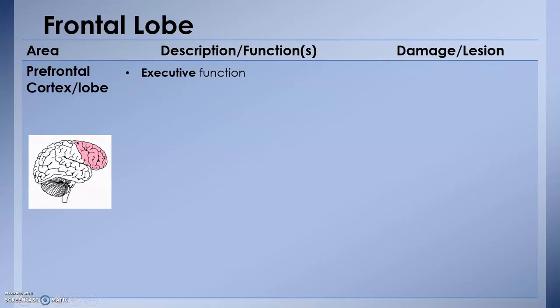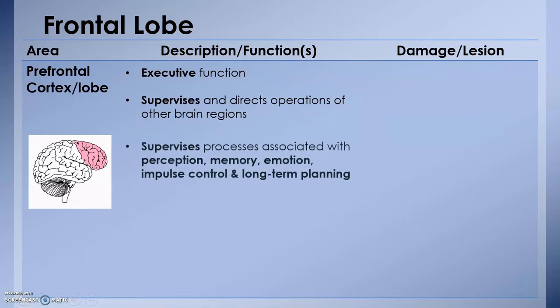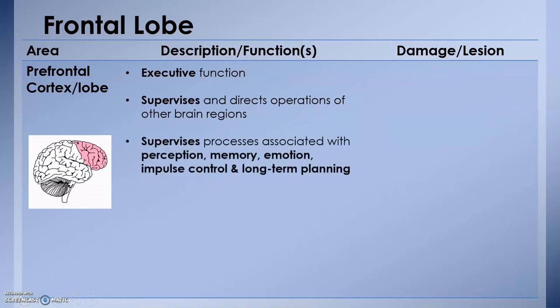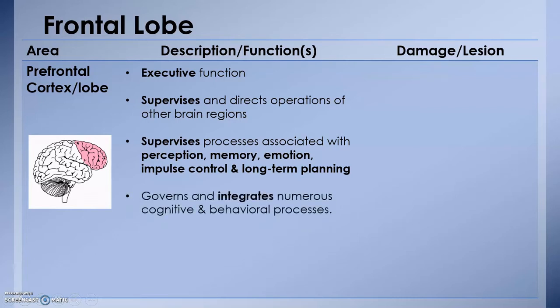The prefrontal cortex is the region that is colored in pink there. It controls the executive function and it is just behind the forehead. As part of the executive function, it supervises and directs operations of other brain regions. It supervises processes that are associated with perception, memory, emotion, impulse control, and long-term planning. Thus, it governs and integrates numerous cognitive and behavioral processes.